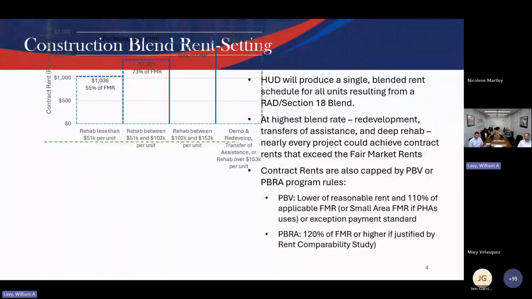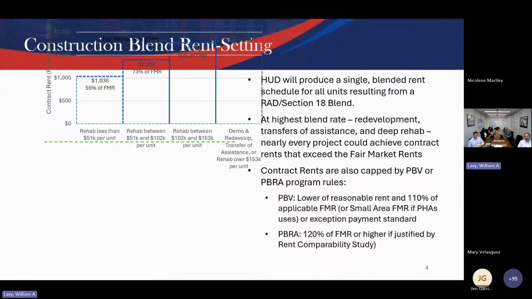Notably, at the highest blend rate, just like in this example, which applies to any redevelopment, transfers of assistance, or very deep rehab, nearly every project in the country could achieve contract rents that exceed the fair market rents. I'll say that again. For a property that a PHA wants to demolish and rebuild, or where they're going to do really substantial rehab, or where they're taking that assistance and saying, this isn't the right place for it, I can get into a better location that provides better opportunity for residents, will provide rents that, in almost every case, exceed the fair market rents.